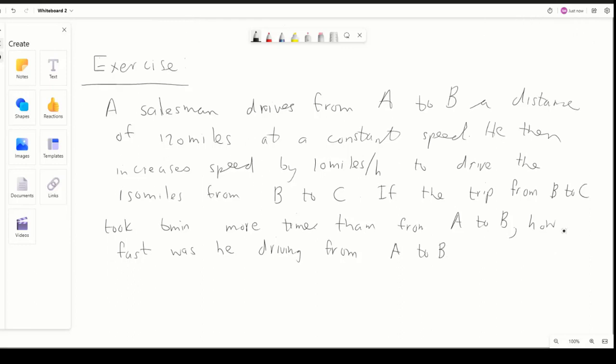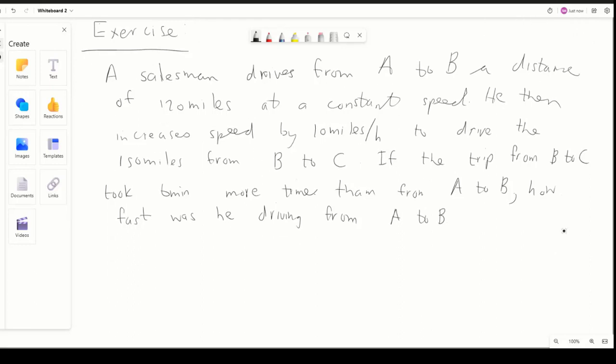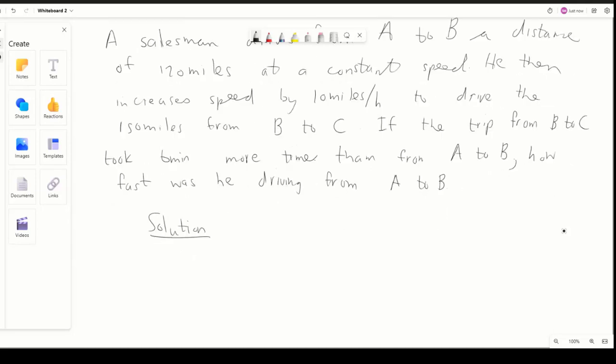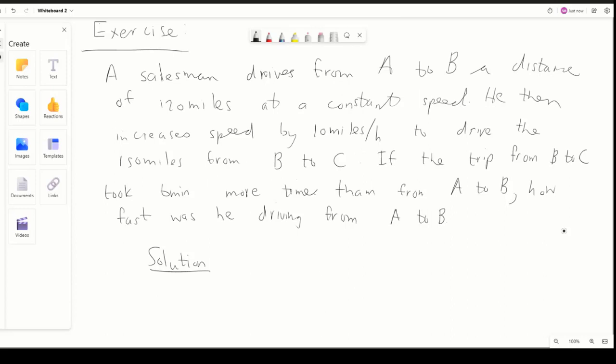Good. Okay, let's think about this. This is a nice one. A salesman, so let's write your solution. Let's be logical about this. A salesman drives from A to B a distance of 120 miles at a constant speed. So we do not know that speed. Let X be the speed between A and B. We know it's a constant speed.